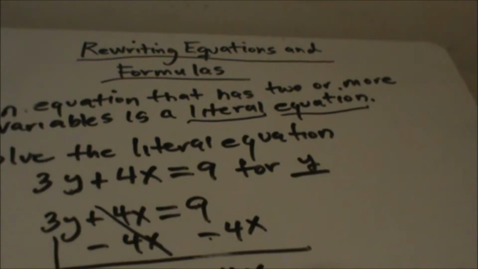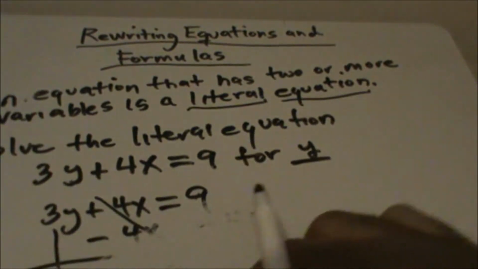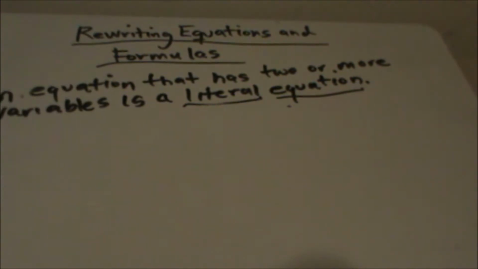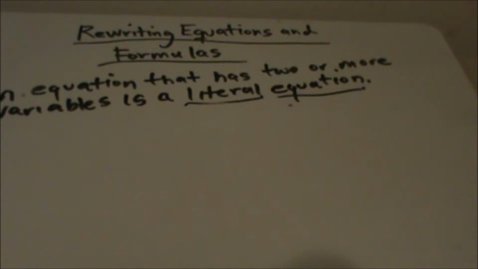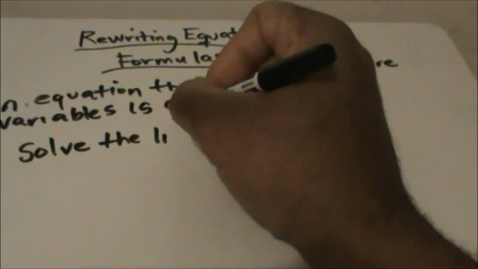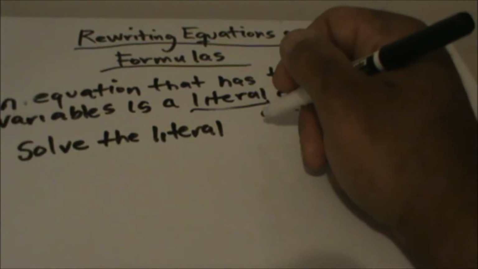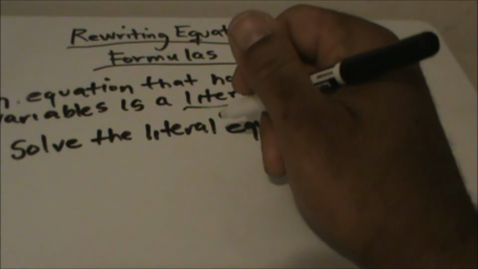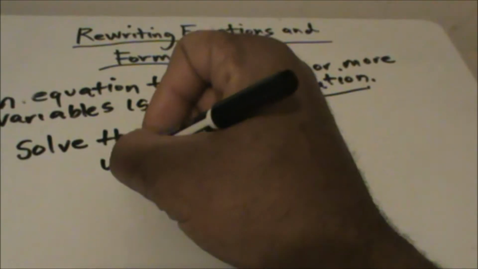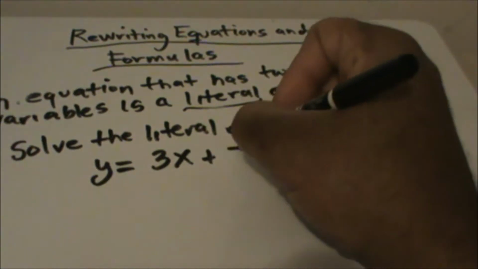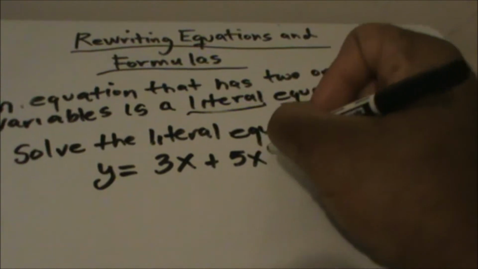All right. We're going to do another one. I'm going to erase this, and I'm going to show you another example of solving a literal equation. Solve the literal equation y equals 3x plus 5xz for x.